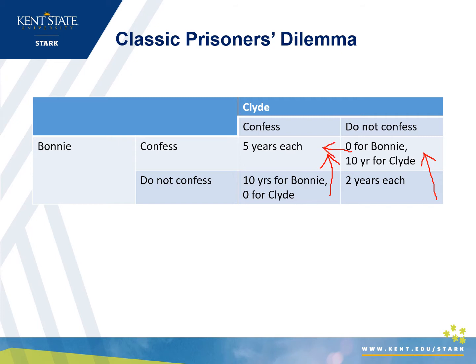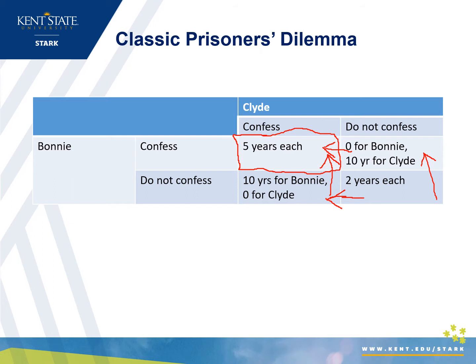On the other hand, if he believes that Bonnie will not confess, Clyde still knows that if he confesses he would have no time in prison, which is certainly better than 2 years. So Clyde, very much like Bonnie, has every reason to go ahead and confess. So we end up with this outcome, right? Where both Bonnie and Clyde decide to confess, and as a result, they're both in prison for 5 years.